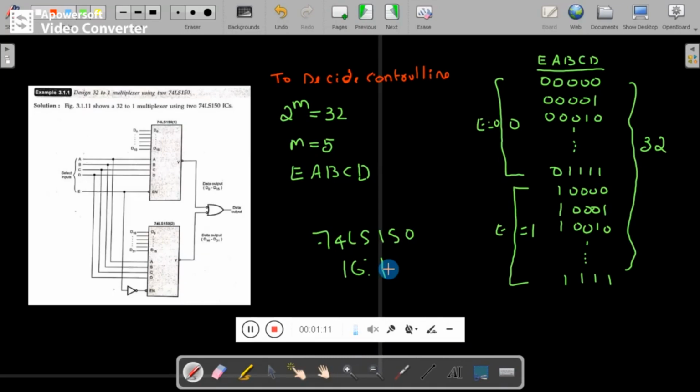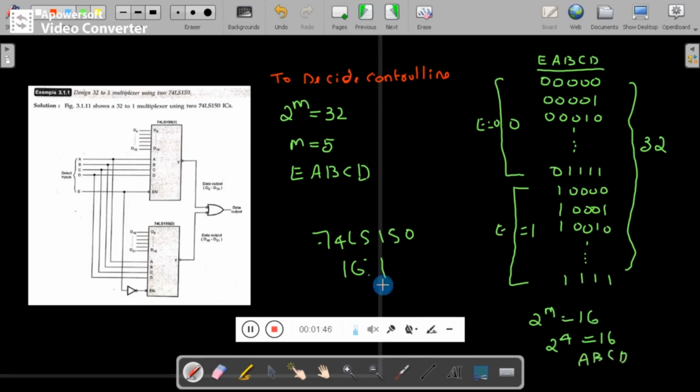Now you have to decide how many control lines are there in 16:1 multiplexer. So in order to decide how many control lines are required for 16:1 multiplexer, we have a formula: 2 raised to power m is equal to 16. Now what is the value of m? m is nothing but 4. 2 raised to 4 is equal to 16. That means 16:1 multiplexer has got 4 control lines, that is A, B, C, D.